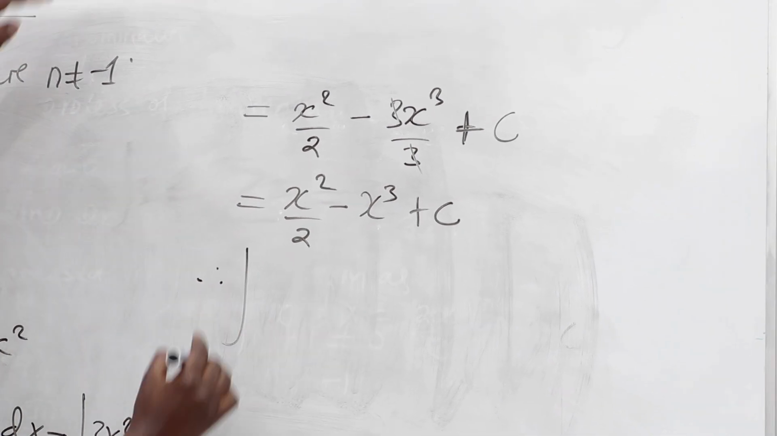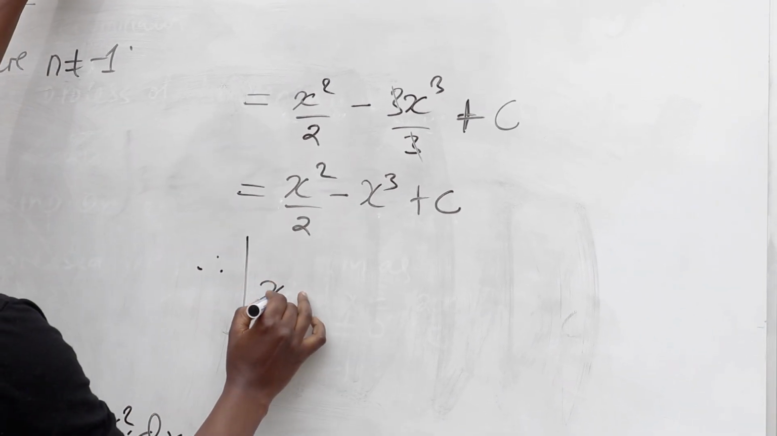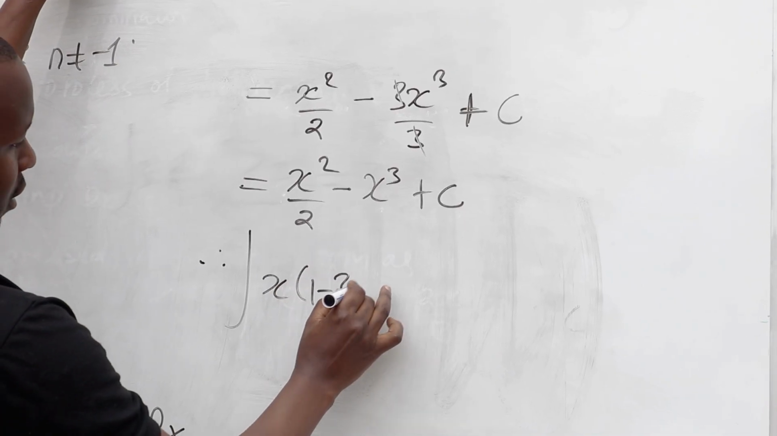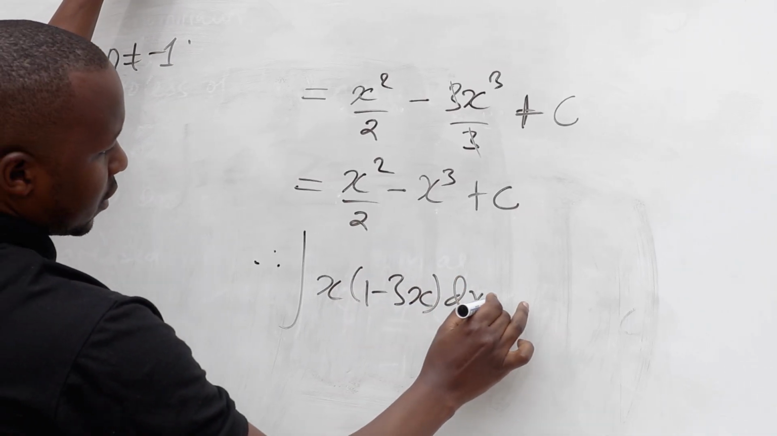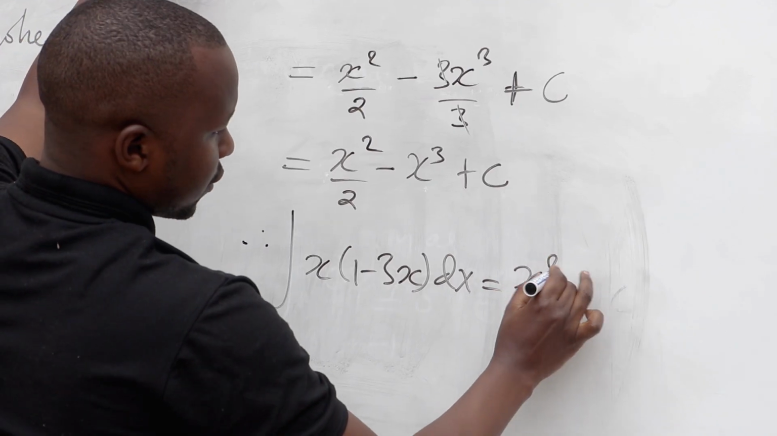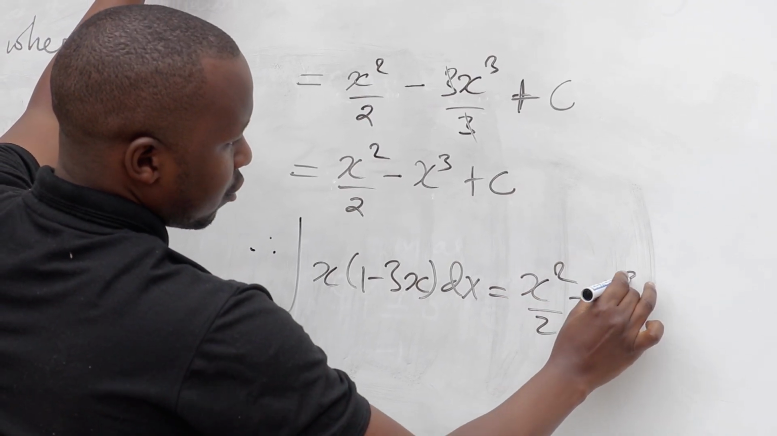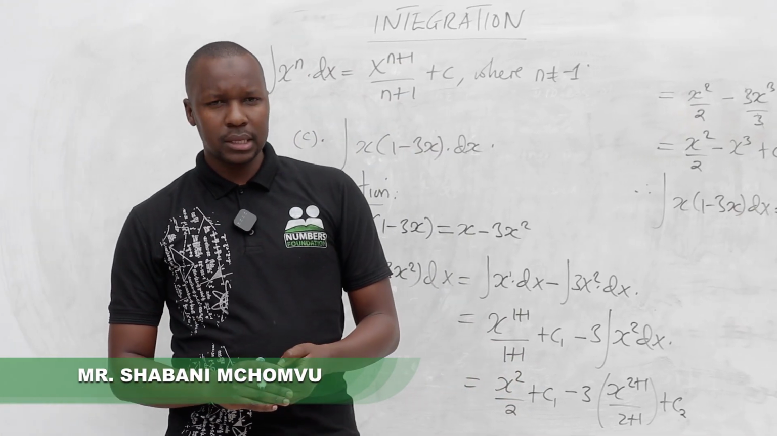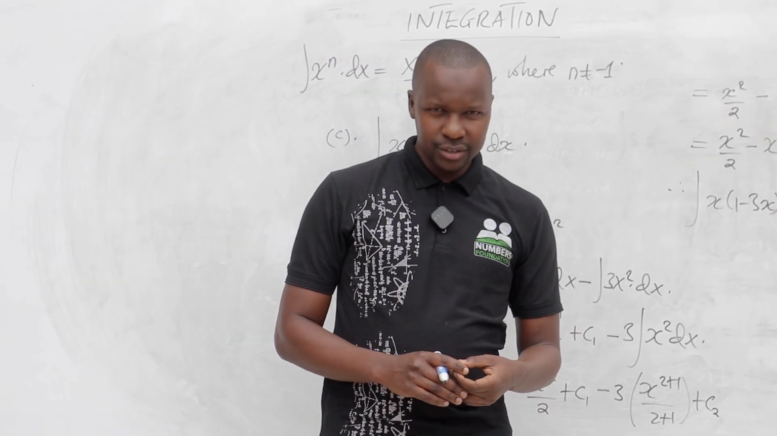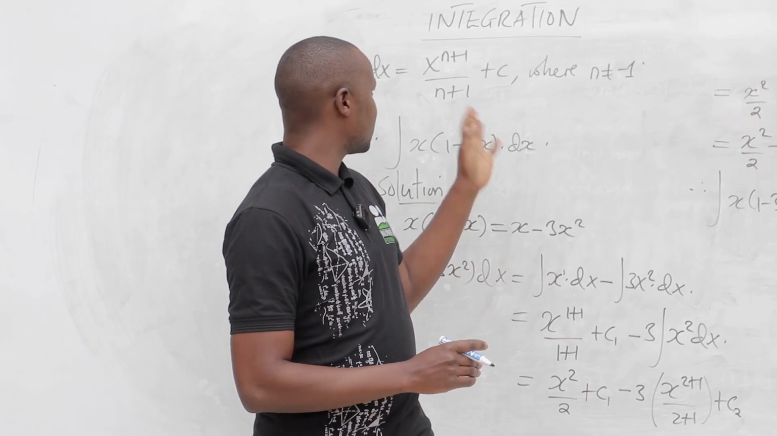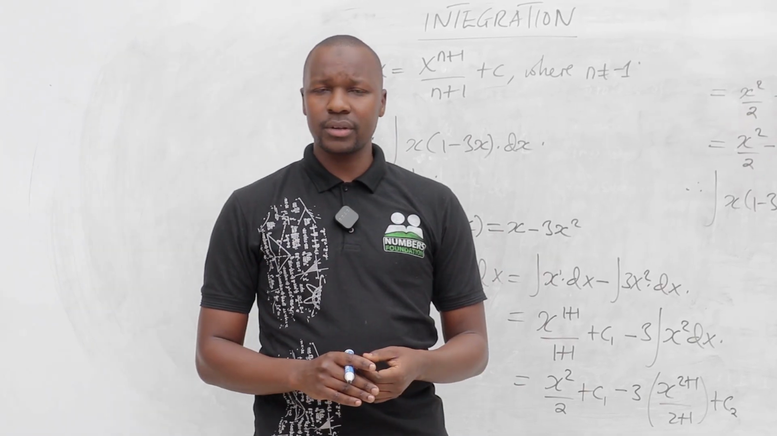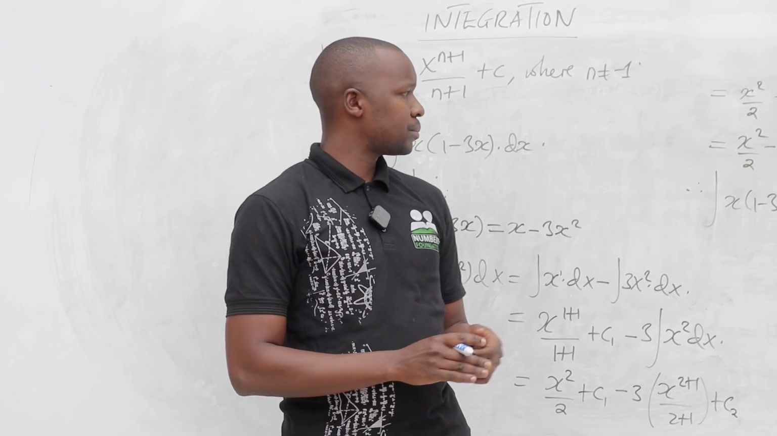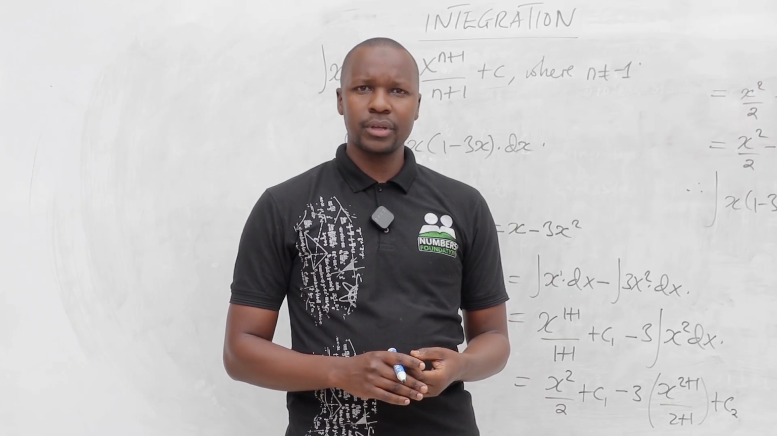Therefore, this is the value of the integral of x times 1 minus 3x with respect to x. And from here, this marks the end of the power rule of integration, as we have studied and solved the examples. For more concepts, keep watching our video. Thank you very much.